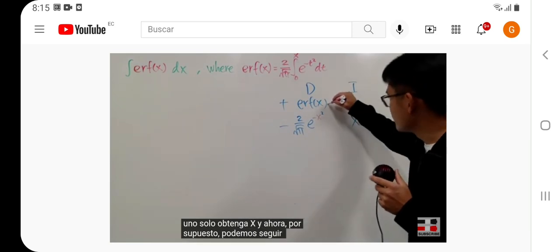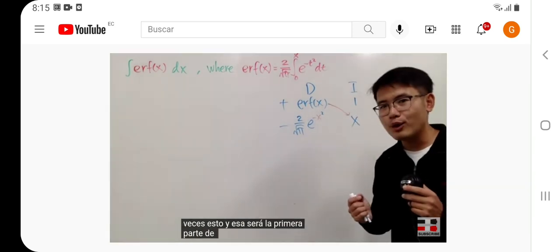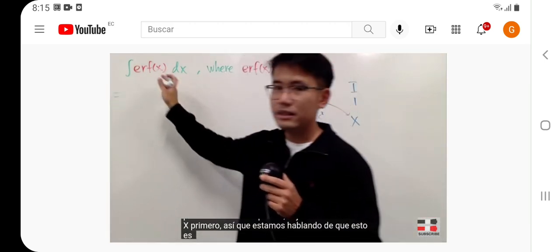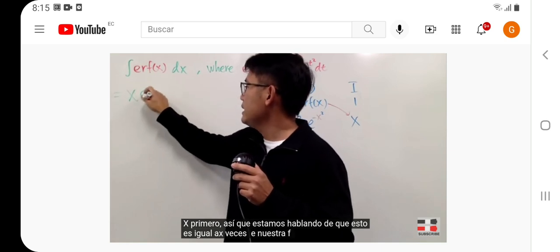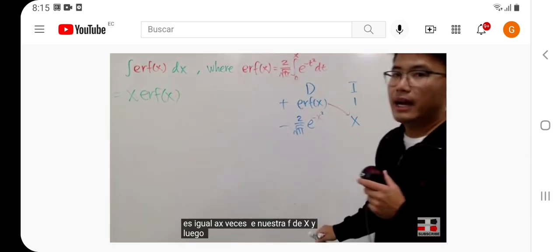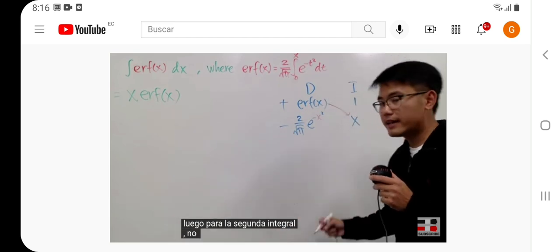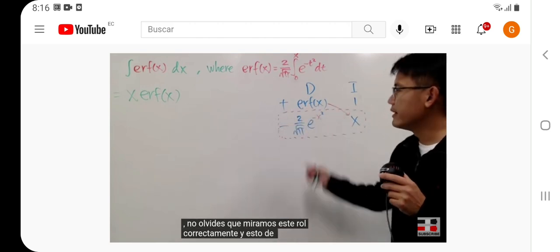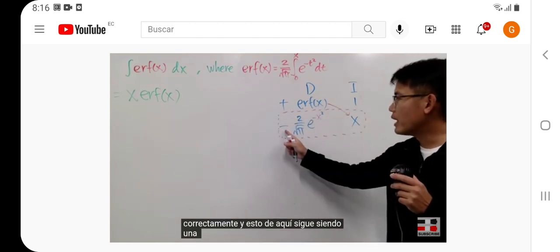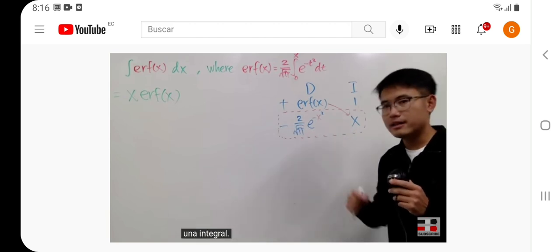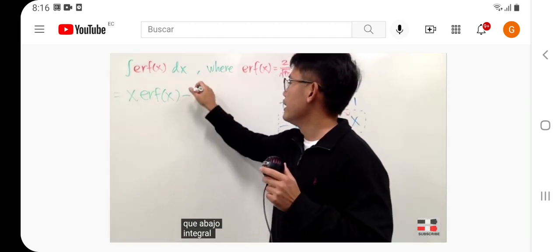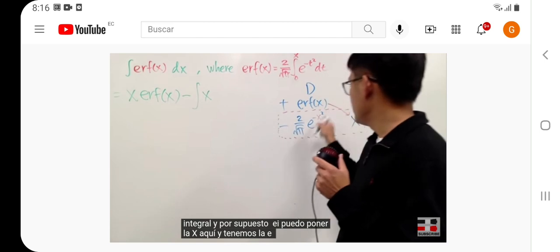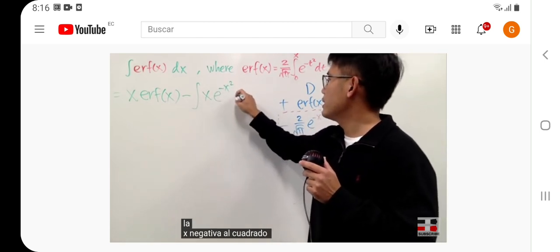And now, of course, we can just go ahead and do this times this, and that will be the first part of our answer. Let me write down the x first though. So we are talking about this is equal to x times ERF of x. And then for the second integral, don't forget that we look at this row, right? And this right here is still an integral. The product of this is still an integral, and this is a minus, so it's negative. Let me just write that down. Integral, and of course, I can put down the x right here. And then we have the e to the negative x squared dx.